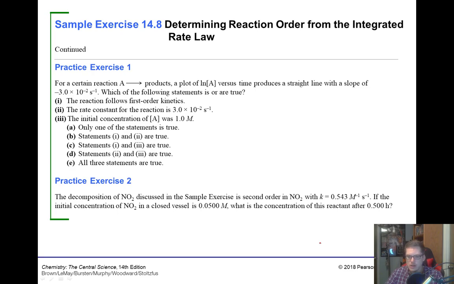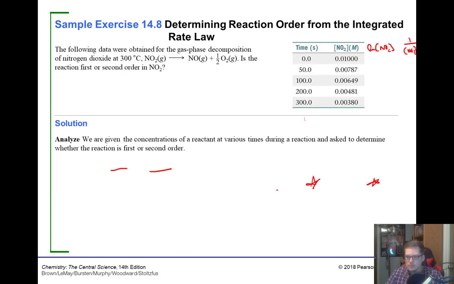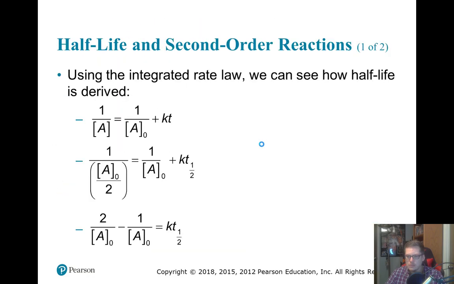All right, let's do one more here. The decomposition of NO2 in the sample exercise is second order. With respect to that, if the initial concentration of NO2 is in a closed vessel, what is the concentration of this reactant after 0.5 hours? All right, so this one's kind of tricky. Because it's second order, the equation for second order was 1 over concentration equals kt plus 1 over the initial concentration. It's positive kt. Pretty sure. Maybe we should double check before I look like a fool.